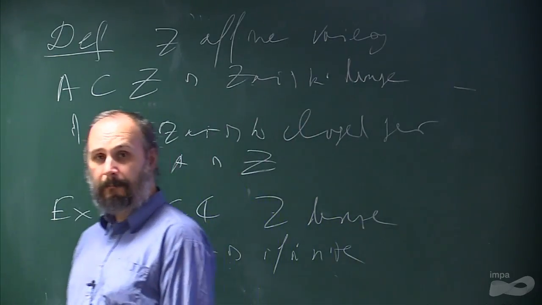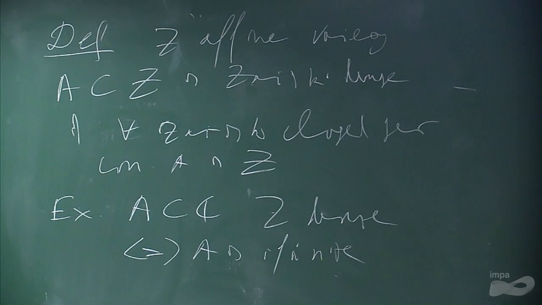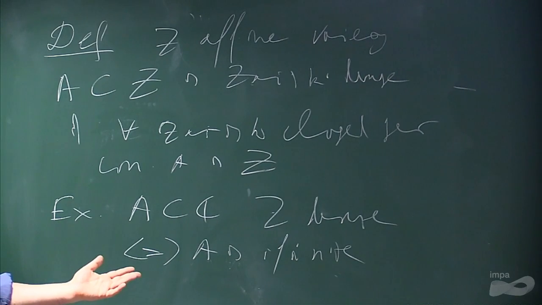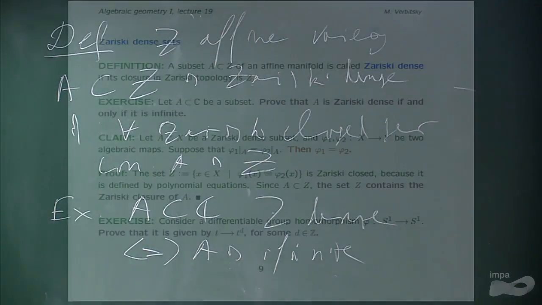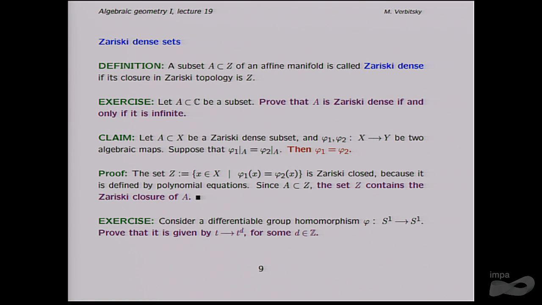Can you do that? Anyone? Can you do that? A is Zariski dense if and only if it is infinite. It's because every proper algebraic subset of C is finite. And conversely, every finite set is proper algebraic, right? Because if it has a subset, it's the zeros of the polynomial which has this subset as roots. And of course, if you have a polynomial, its set of roots is finite. So any algebraic subset is finite. Okay.